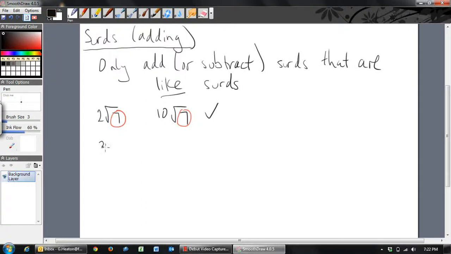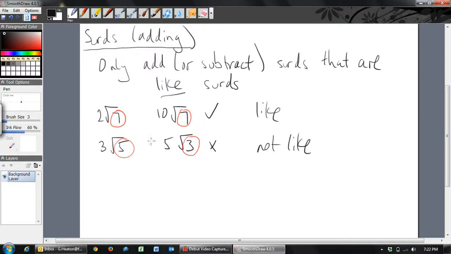What about 3 root 5 and 5 root 3? Can we add these two together? No, we cannot. Why? Because this has a 5 underneath the square root sign, this has a 3 under there, so we cannot add those together. So those are like, those are not like. So we can add these together or subtract them. We cannot do it for these ones.